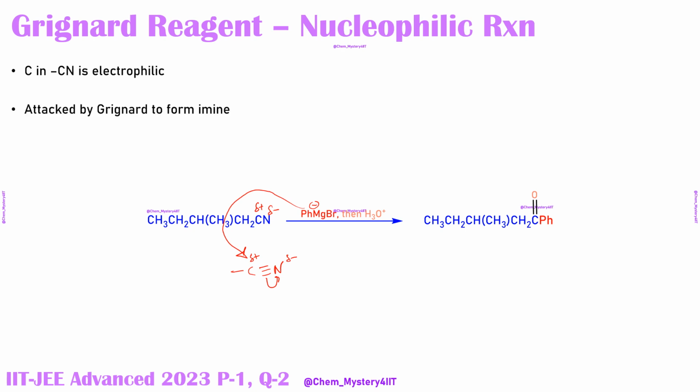And when this is attacked, we get some intermediate, an imine kind of thing, being formed. What does that imine look like? That is your all remaining group, I am skipping that. So this is going to be C, and there will be attachment of a phenyl group, and this double bond is broken to give a single bond. Nitrogen gets a negative charge, so MgBr attaches over here. This is the intermediate imine salt kind of product being formed.